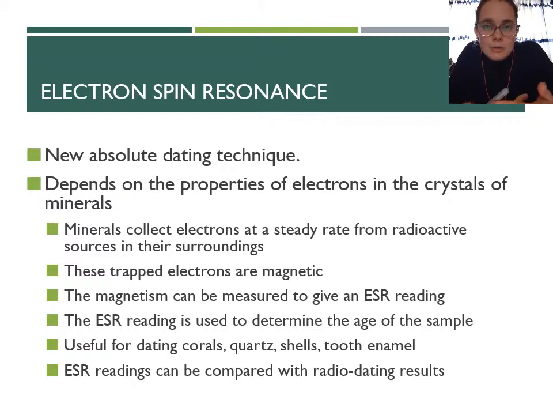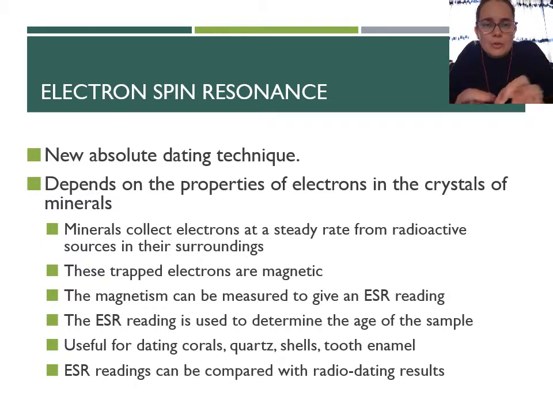So crystals in minerals, minerals in rocks, and it's the properties of the electrons in those original crystals and minerals that we are using here in our electron spin resonance. So the minerals collect electrons at a steady rate from their radioactive sources in their surroundings. So they're taking some electrons from radioactive elements that they're surrounded by. So think of carbon-14, for example. They're taking electrons from those radioactive sources, and they trap those electrons, and when they're trapped, they become magnetic. So other things are attracted towards them because of that magnetic charge, that north-south magnetism of magnets.